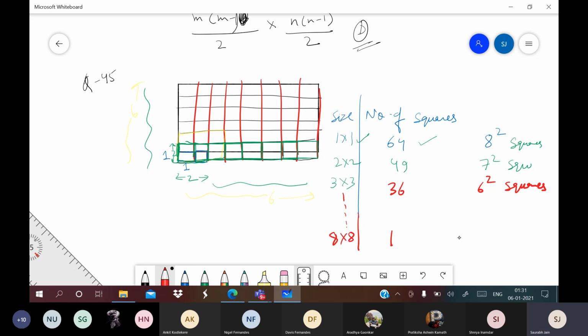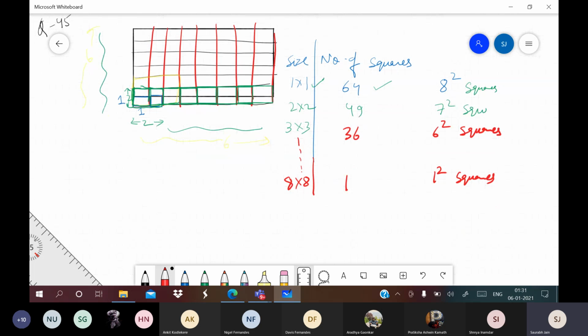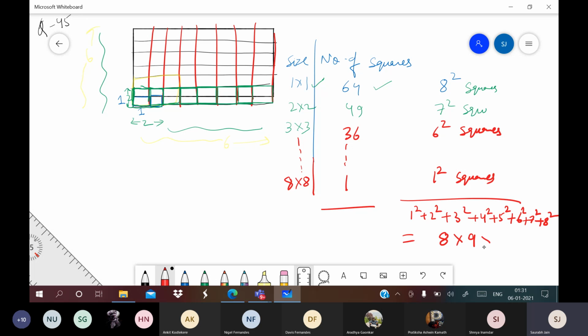Number of squares 1. Now we need to count how many squares these are, or these values. What is the sum of all this? So for this, either you can add them one by one or you can use the result for the sum of squares of n natural numbers. And if you remember, the formula was n into n plus 1 into 2n plus 1 by 6. And when you solve it, you will get 204 as the answer.